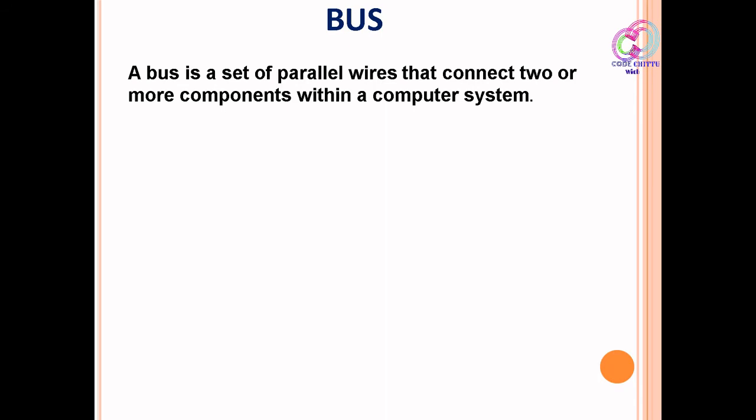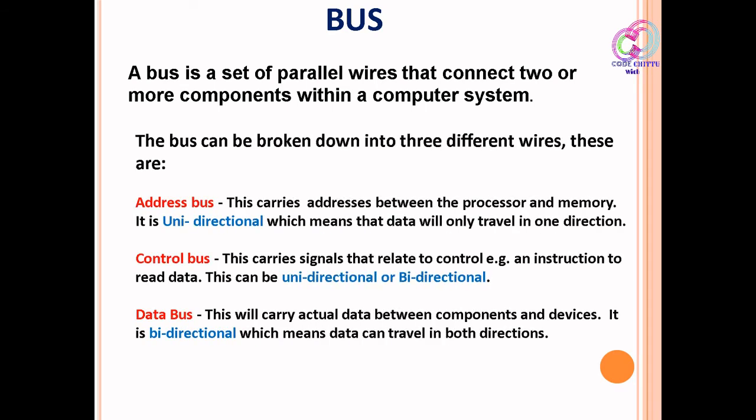A set of parallel wires that connect two or more components within the computer system, within the processor, inside the motherboard we can say. So the bus is a set of parallel wires, or you can say a hardware path, where instructions and data are transferred from one place to another within the computer. That is also fine. And there are three different buses. One is the address bus. As per the name, you can easily understand that this carries only the address.